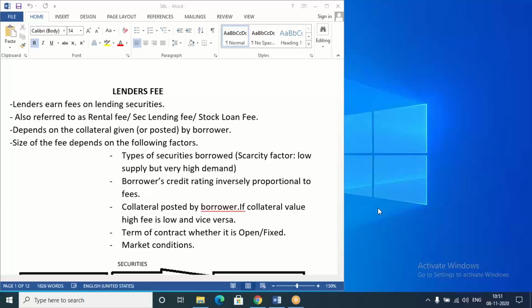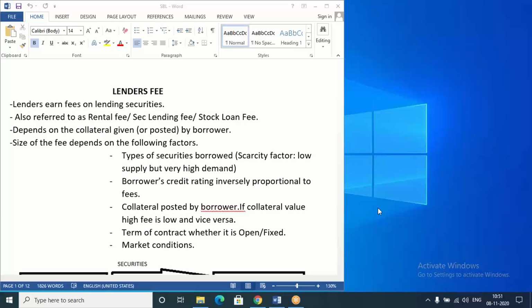Okay? So, when the lender is loaning, the rental fee would depend on the types of securities that are loaned or borrowed from the borrower. Also, it will depend on the credit rating of the borrower. So, it is inversely proportional to the fee. What does that mean? If the borrower's credit rating is low, will the rental fee be high or low? It'll be high. Exactly. And vice versa. If the borrower's credit rating is high, then the rental fee that will be charged will be a little lower. Then it is dependent again on the collateral posted by the borrower.